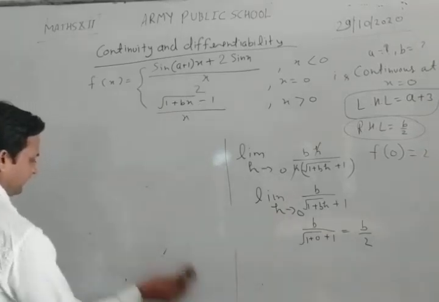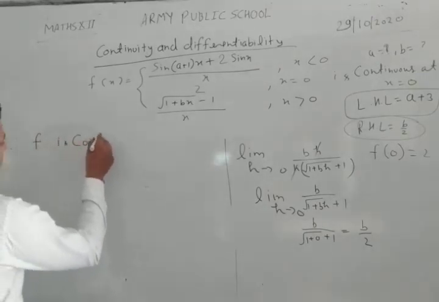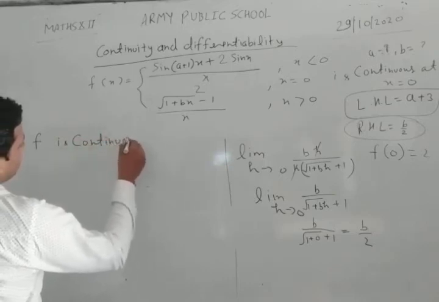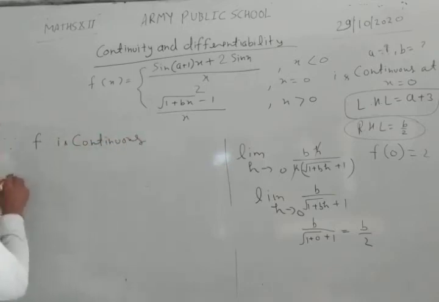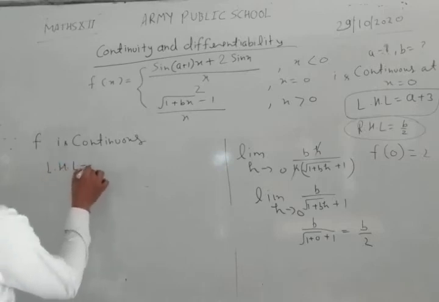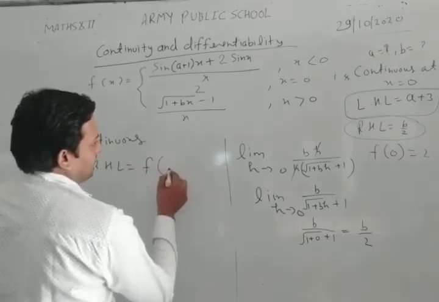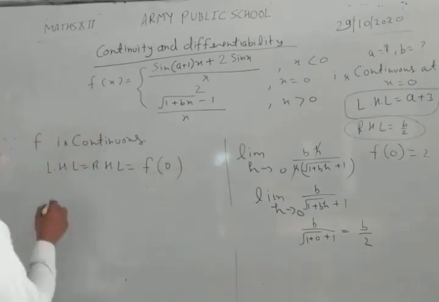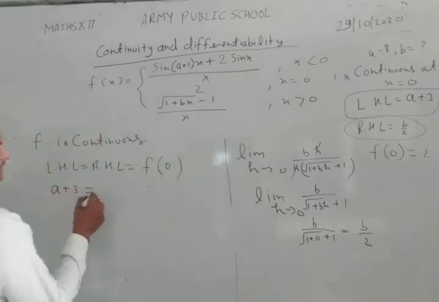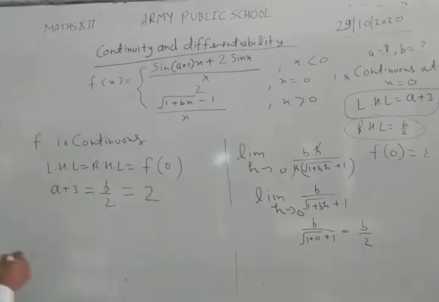So let's see. Since the function is continuous, the left hand limit is equal to the right hand limit is equal to the value of the function. So we write a plus 3 is equal to b by 2 is equal to 2.